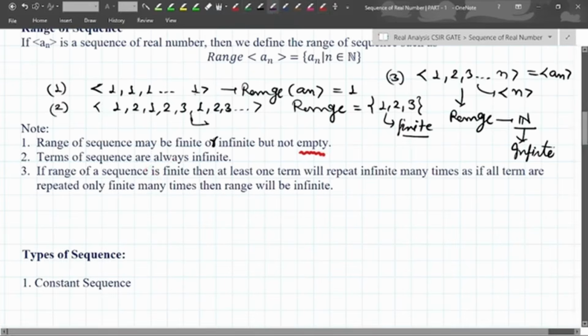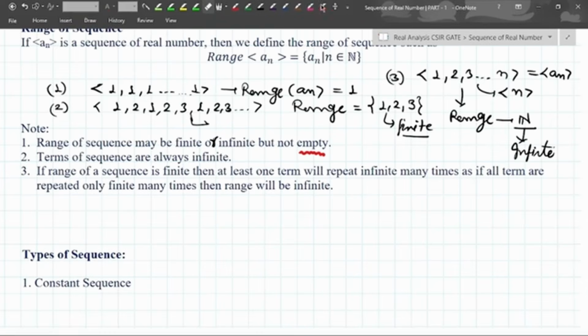And terms of sequences are infinite. A sequence will go up to infinity. Because of that, the cardinality of the natural numbers is what we are denoting here, and this is nothing but infinite. It is denoting something infinite. So terms in sequences are always infinite.